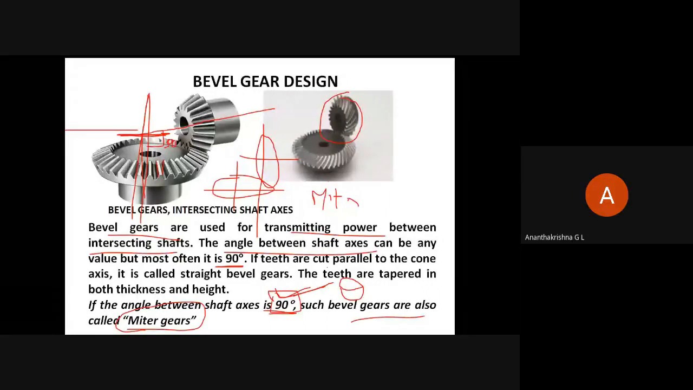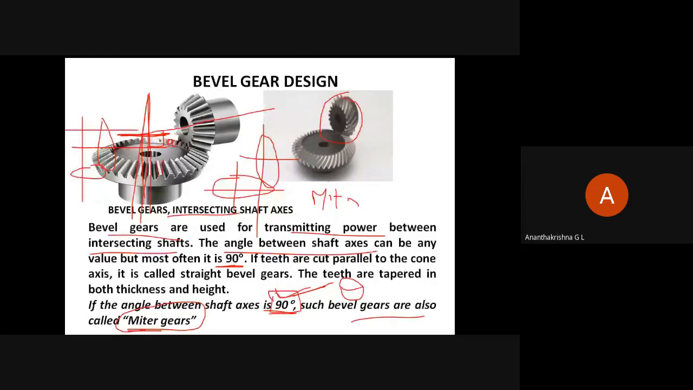Yes, sir. Okay. So have you understood what is bevel? Bevel gears are used for transmitting motion and power from one plane to another plane, that is from horizontal plane to vertical plane, or from vertical plane to horizontal plane. They essentially have intersecting shaft axes, and normally the shaft angle will be 90 degrees. If the shaft angle is 90 degrees, then we call it a mitre bevel gear.